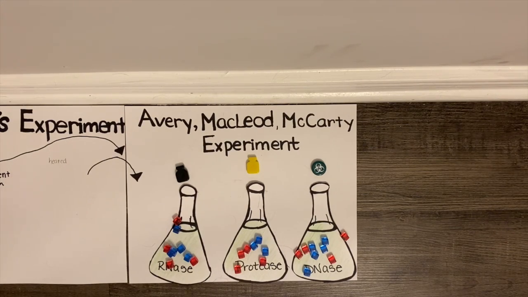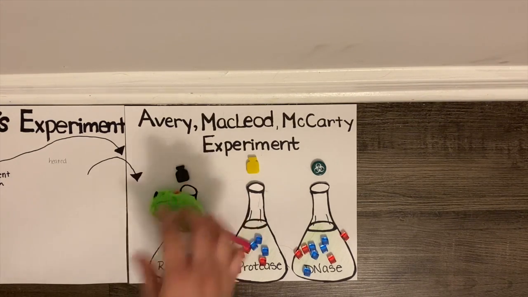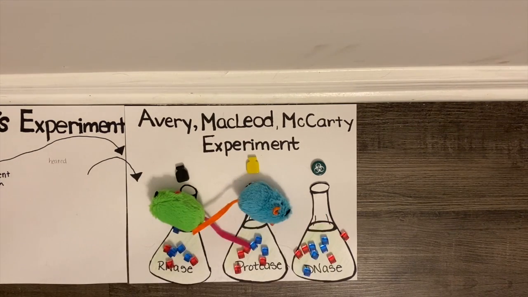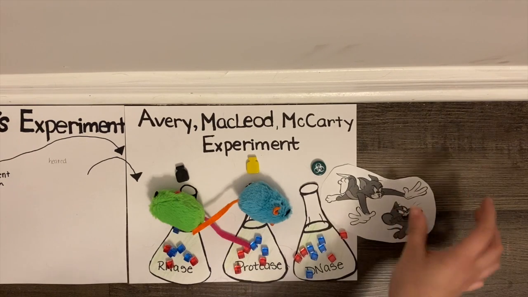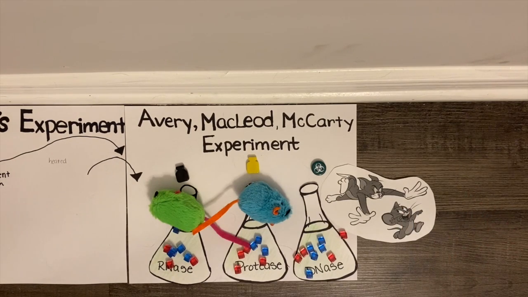The mice with the RNase and protease did not survive, meaning that the bacteria had still transformed even when the RNA and proteins were no longer present. However, in the sample with the DNase, the mouse lived, because the DNA had been destroyed and the dead bacteria's DNA couldn't transfer over. Concluding that DNA is what causes the transformation to occur.